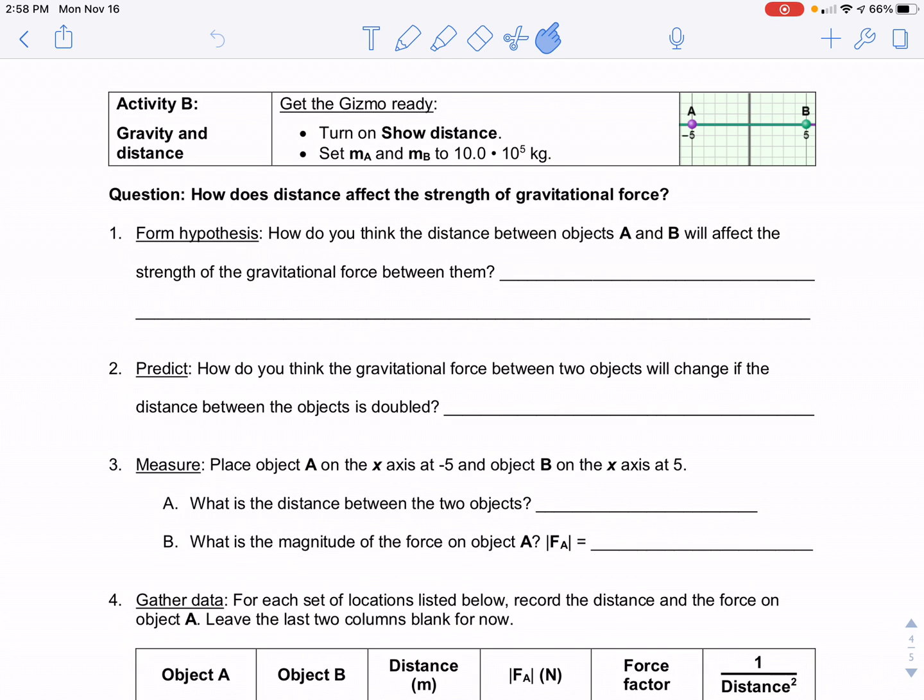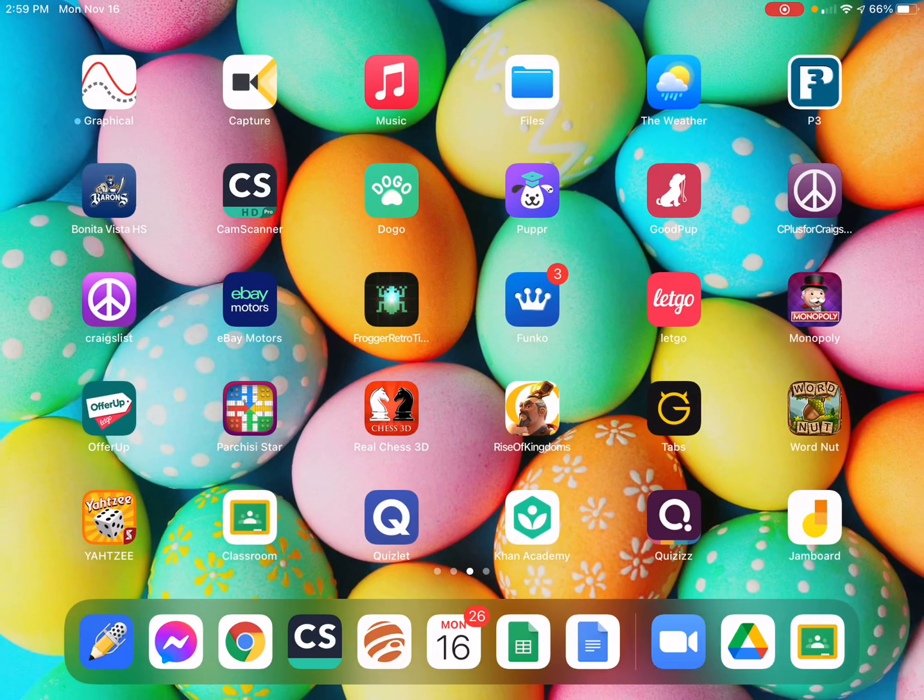Well, the first thing we're going to do is turn on the Show Distance feature, and set mass A and mass B to 10 kilograms. Okay, or 10 times 10 to the 5, but the prefix of the number is 10. That's the first thing we want to do. So let's go to the lab.